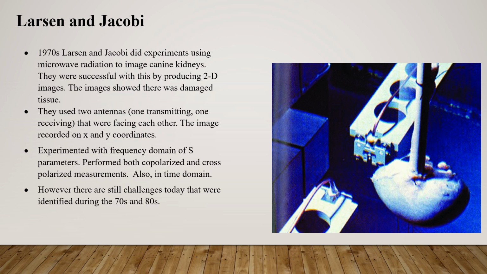They used two antennas, one transmitting and one receiving, facing each other. The image was recorded on X and Y coordinates. They experimented with the frequency domain of S parameters, performed both copolarized and cross-polarized measurements, and they also did this in the time domain. However, there are still challenges today that were identified during the 70s and 80s.